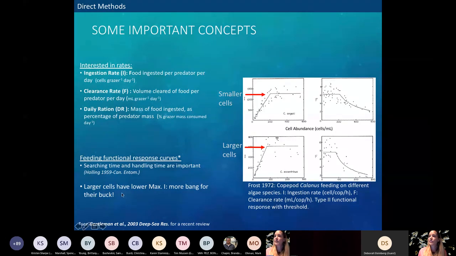And we found that larger cells have lower maximum ingestion rate, and you can picture either a large cheeseburger or a tiny slider. You're going to get full from a large cheeseburger a lot faster than a tiny slider. You have to eat more of those tiny sliders to satiate yourself.